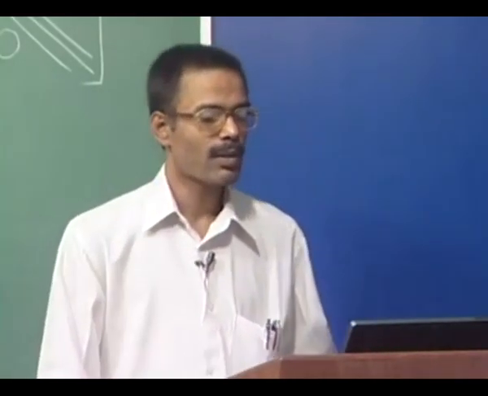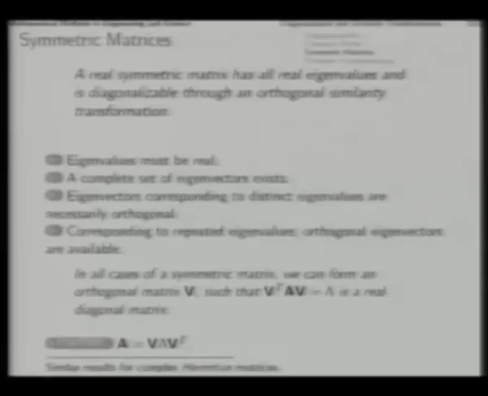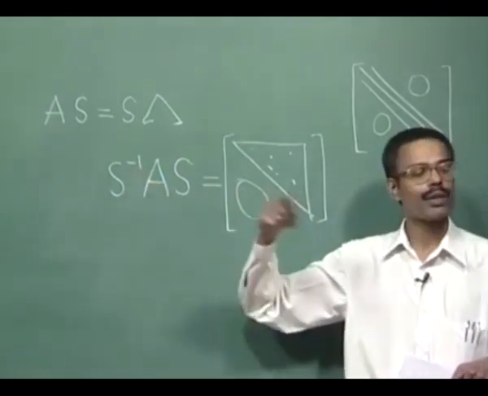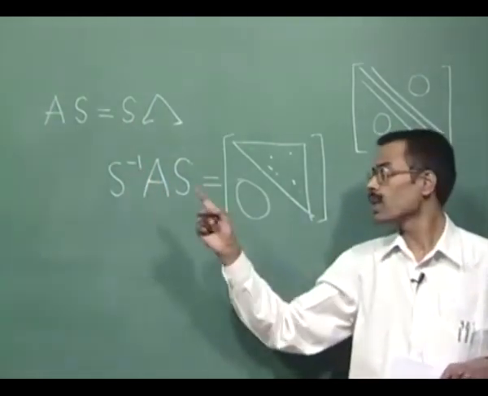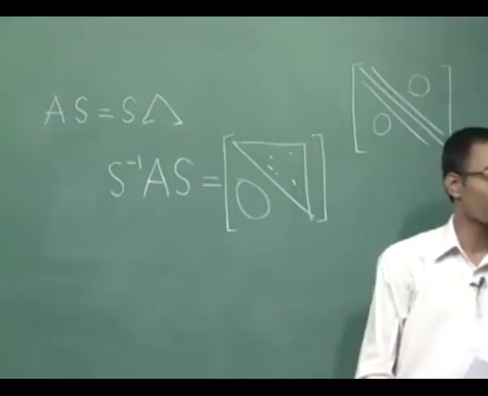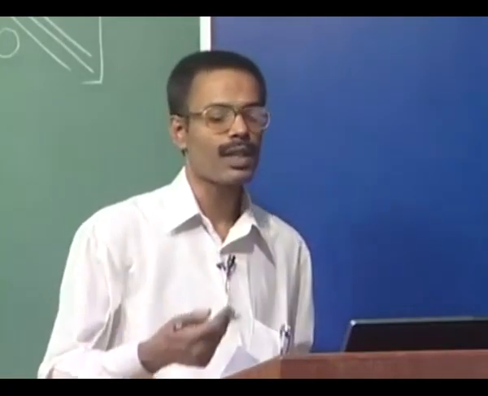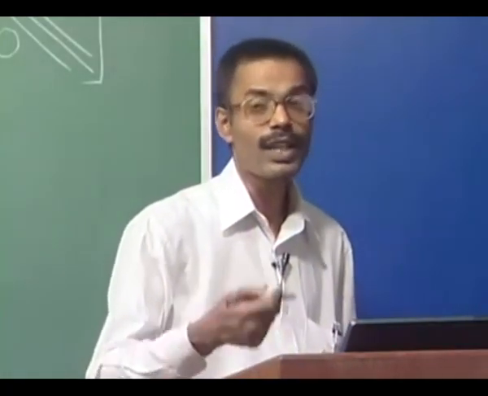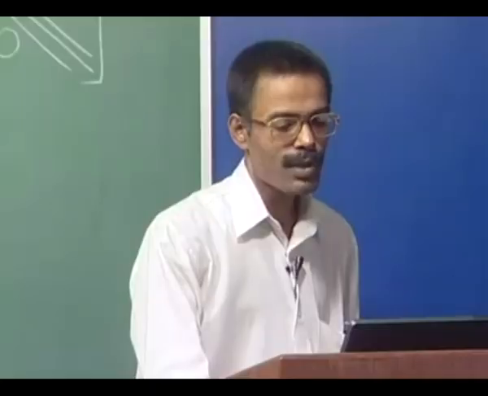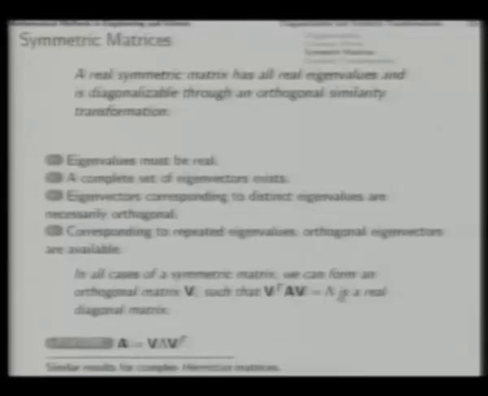Further, what do we get? So, you see that in all cases of a symmetric matrix we can form an orthogonal matrix V such that, in place of V inverse, in this case we were writing S inverse. Now, since we are talking about orthogonal matrix V in place of S, for an orthogonal matrix V inverse is the same as V transpose, which is a lot easier. V transpose A V is lambda, which is a real diagonal matrix.